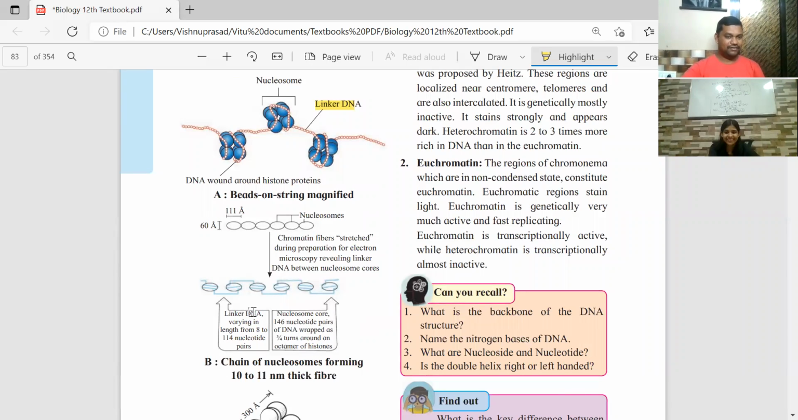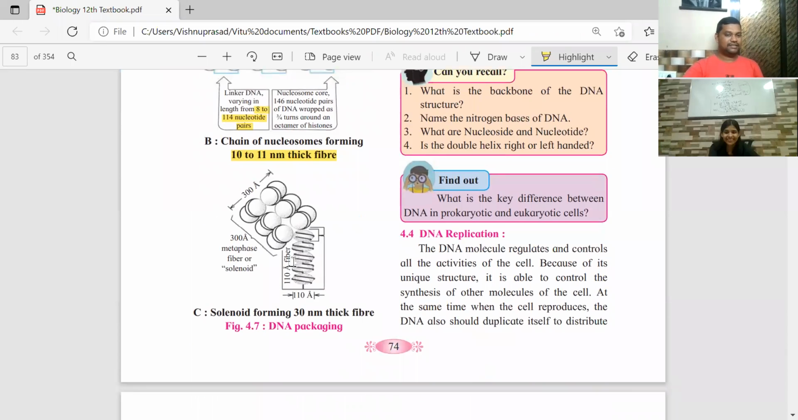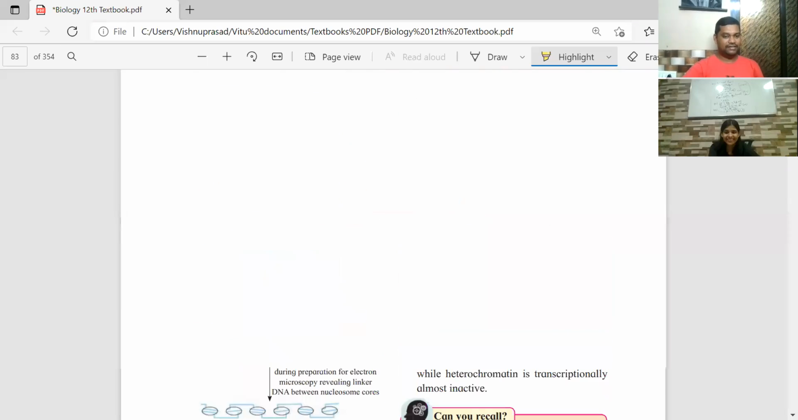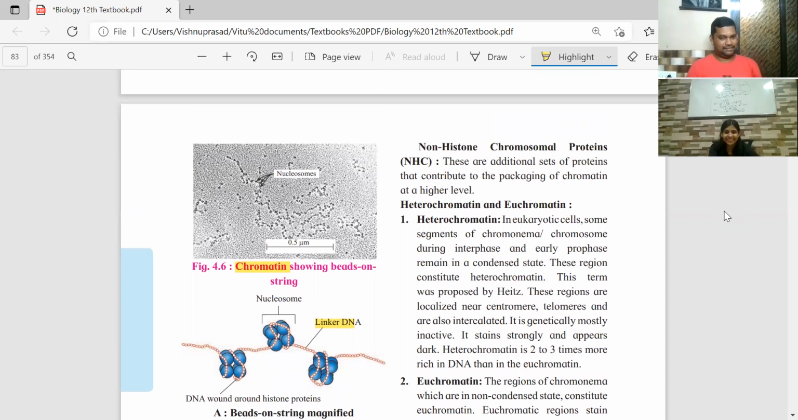So जो linker DNA है, its length is around 8 to 114 nucleotide pairs. That's the length of a linker DNA. All these numbers you have to learn. So the chain of nucleosomes, they form 10 to 11 nanometer thick fiber. That is also formed because of the nucleosomes. ऐसे करके ये सब उसका solenoid, 30 nanometer thick fiber, all this you have to learn, which will help you to understand how the DNA is ultimately packaged inside the cells. Is it clear?